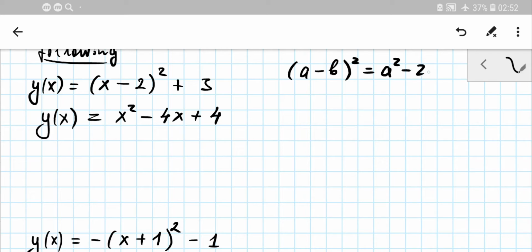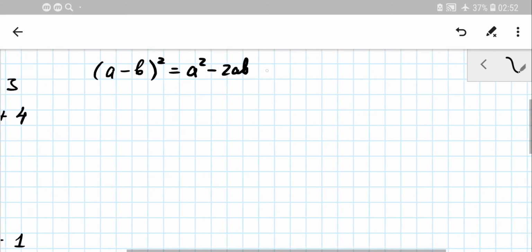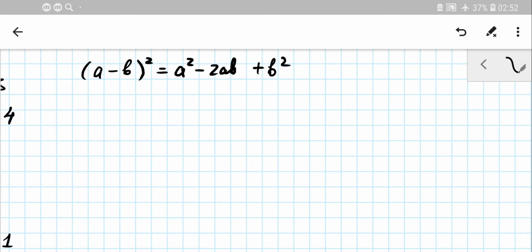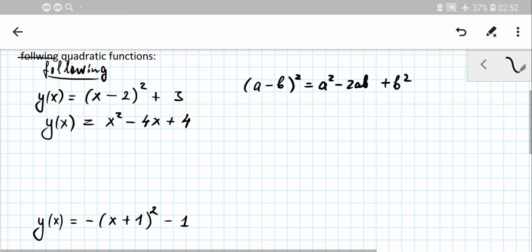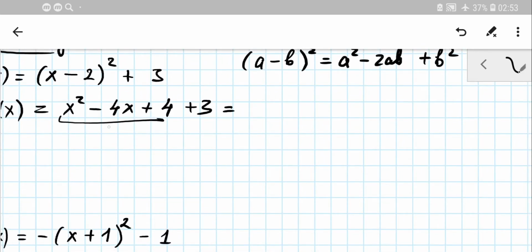A squared minus 2ab plus b squared, where a and b stand for the numbers and variables. We applied this formula and we add 3 in the end. So how do we simplify that? We just need to find similar terms. Finally, we've got x squared minus 4x, and 4 and 3 will give you 7.